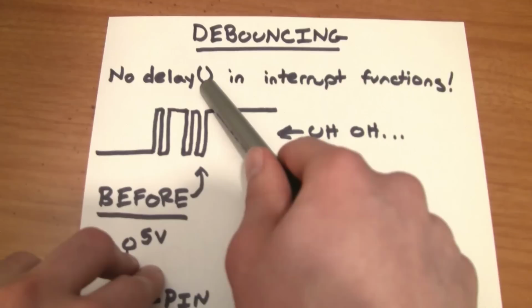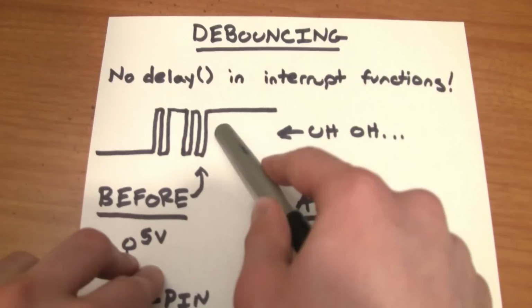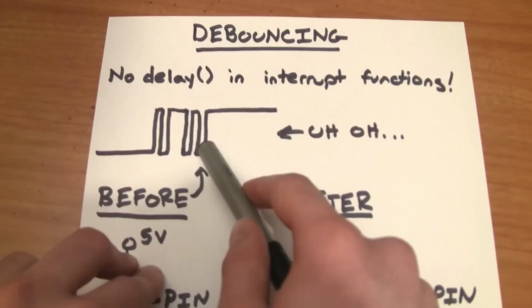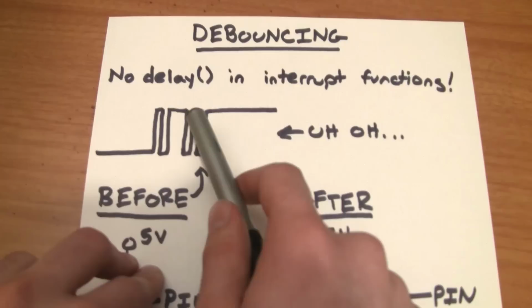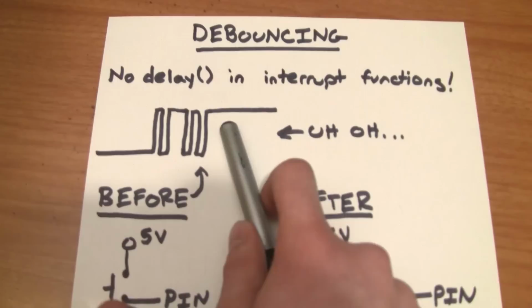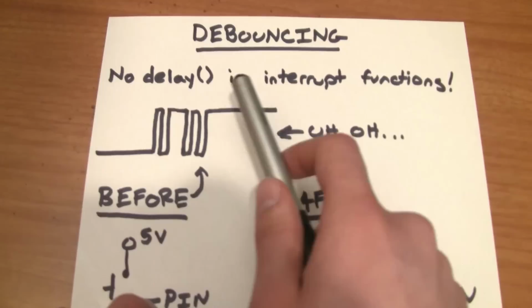If we use this straight up in an interrupt function, we're going to have a problem because there's several rising edges that occur here, and we only want one rising edge. So what will happen is we'll actually execute the interrupt function several times instead of just one, which is going to cause errors in our program. The reason you can't use the delay function in interrupts is because it depends on the same timer that's used to handle the interrupt on the Arduino. Let's talk about how we can fix this.